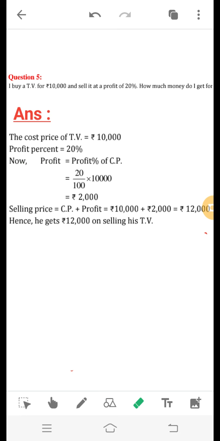That is the profit. Now selling price is equal to cost price plus profit. So our cost price is 10,000 and profit is 2,000. So selling price becomes 12,000. Hence he gets rupees 12,000 on selling his TV.